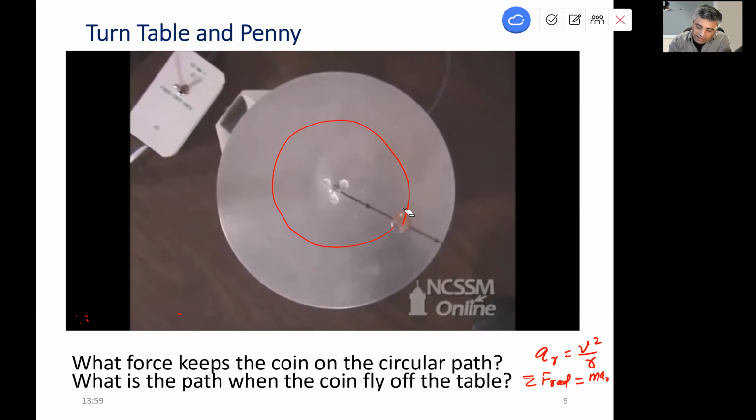And as long as it is going in a circle, that means there must be a force acting towards the center of the circle. What that force might be, think about that one as well.